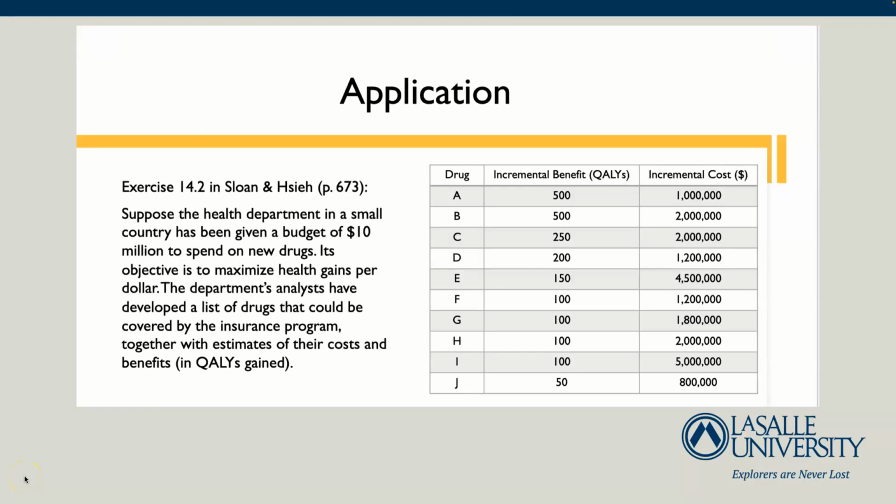And with that in mind, in this week's module, we'll consider the following exercise. Suppose the health department in a small country has been given a budget of $10 million to spend on new drugs. Its objective is to maximize health gains per dollar spent, and the department's analysts have developed a list of drugs that could be covered by the insurance program, together with estimates of their incremental cost and incremental benefits in terms of quality adjusted life years saved.